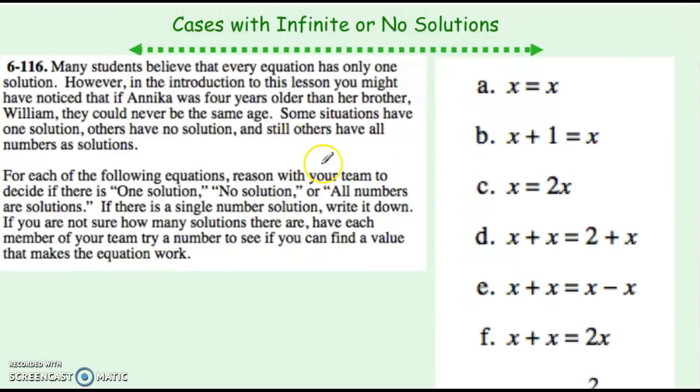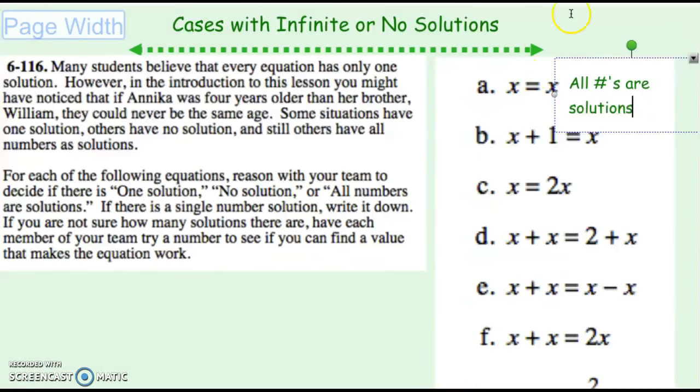So it's saying A is x equals x. If I think about this one, if I have x equals 0, this x will be 0. If I have x equal 10, this x will be 10, and this x will be 10. So for this one, I know that all numbers are solutions, because no matter what I make x, it'll always be equal to the same thing.